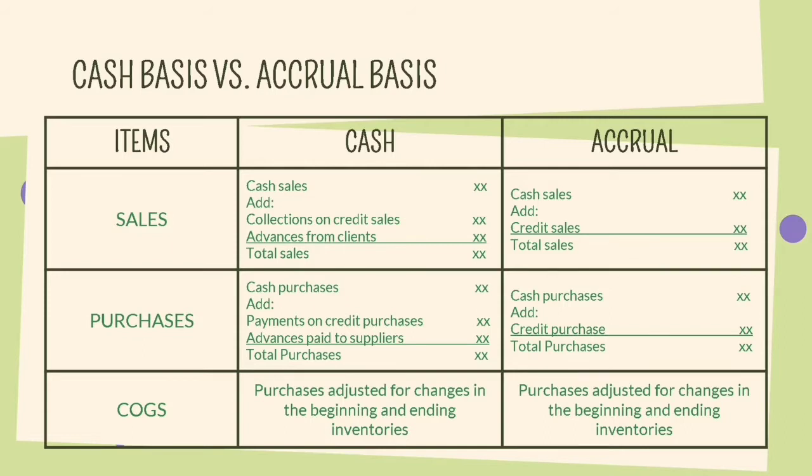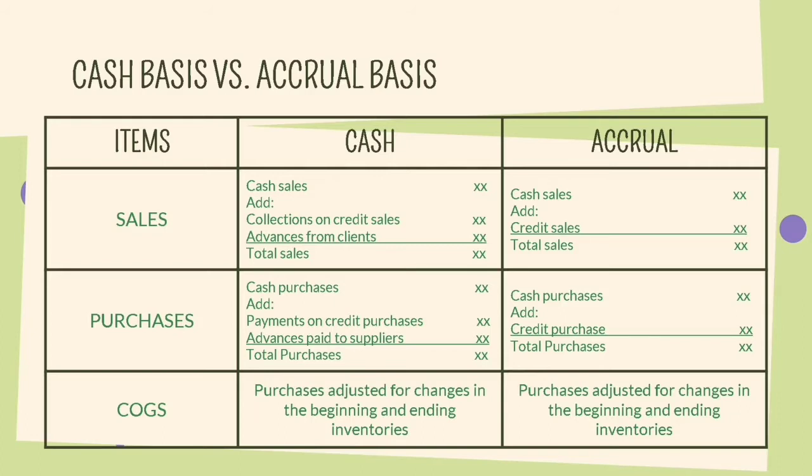Next, purchases. Under cash, total purchases include cash purchases plus payments on credit purchases plus advances paid to suppliers. Accrual, total purchases include cash purchases plus credit purchases, regardless received or not, as long as it is incurred already. And also, advances paid to suppliers are excluded in accrual basis, since it is still an income on the company itself.